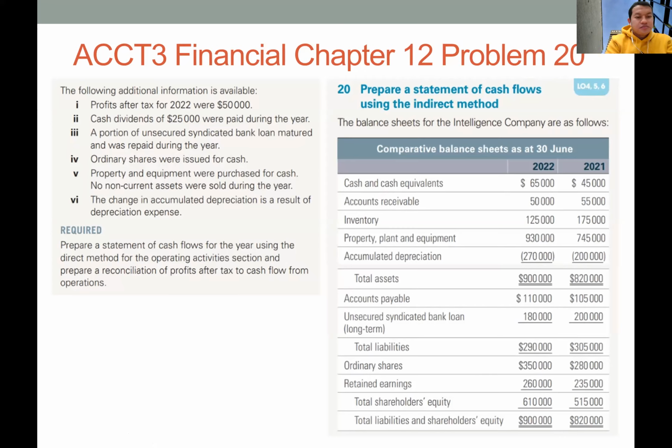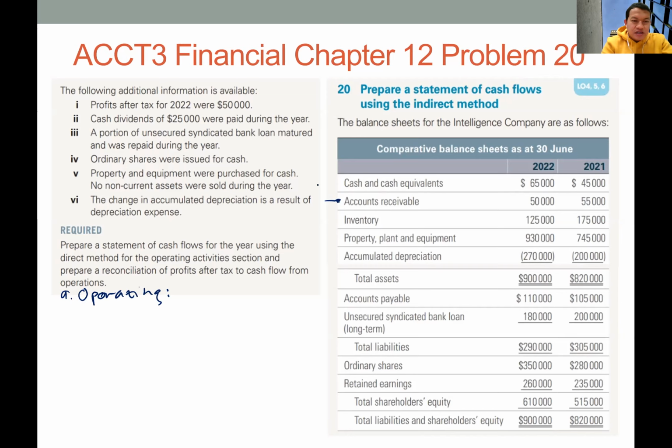So we will start with the operating cash flow. So if we use the direct method, we need the account receivable, which we have in the balance sheet. And we also need the sales, right? It's because we have to use the account receivable cycle. So we need sales.